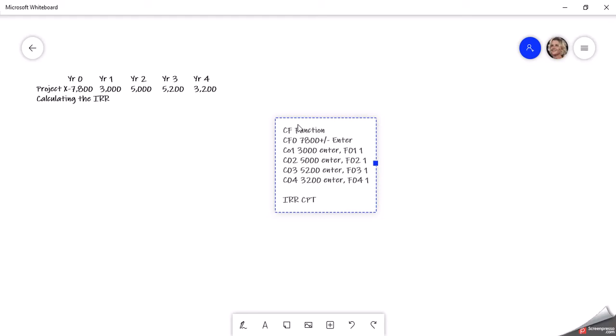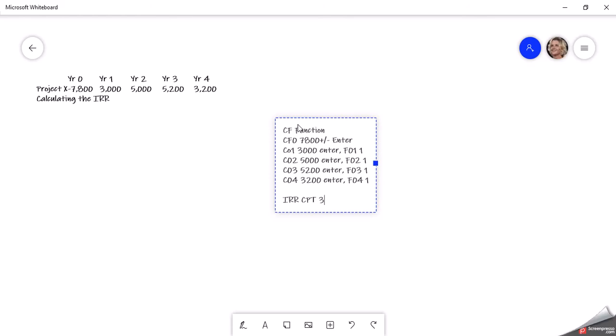So again, go to our cash flow function, 7,800, hit the plus or minus button, hit enter, arrow down, 3,000, hit enter, arrow down, frequency of 1, arrow past that again, cash flow for year 2, 5,000, push enter, arrow down, frequency of 1, arrow down again, 5,200, hit enter, arrow down, frequency of 1, arrow down one more time, 3,200, and our cash flow for year 4, arrow down, defaults to a frequency of 1, so we're good. Come over to the internal rate of return button, push that, and then push compute.